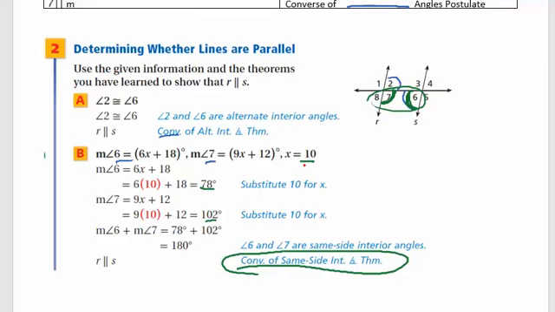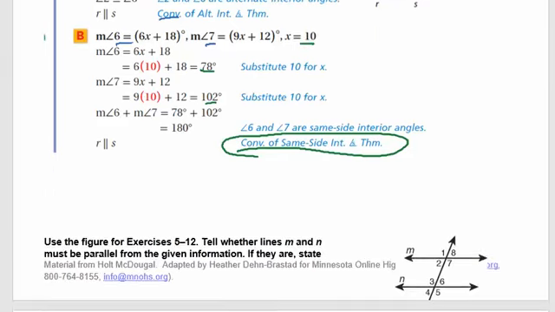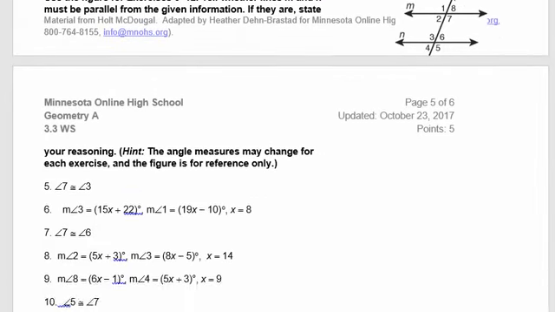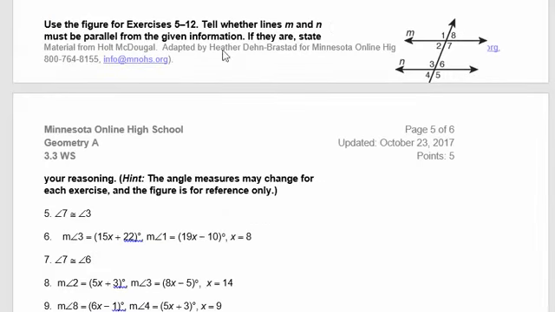So again, they're almost like mini proofs. You don't have to write a 2-column, but you do have to explain what you're doing for each of these. Okay, so I'm going to, again, move this down a little bit so that my picture is with my problems.